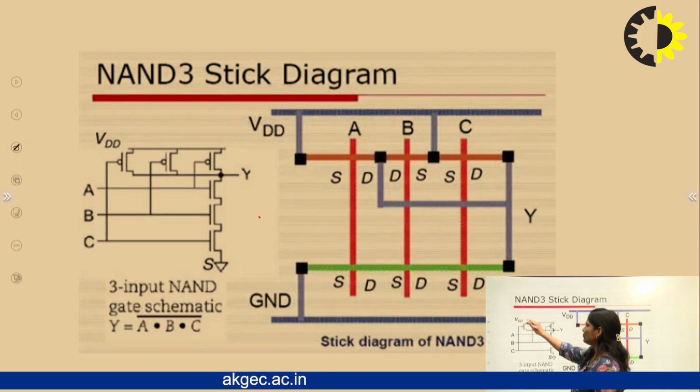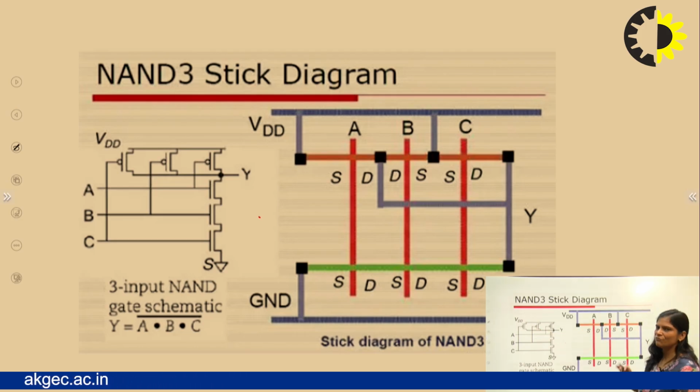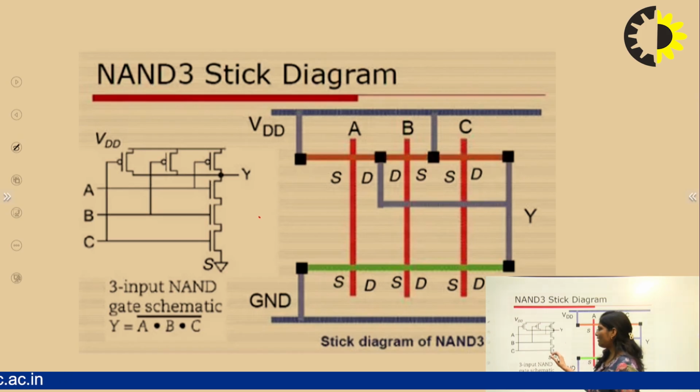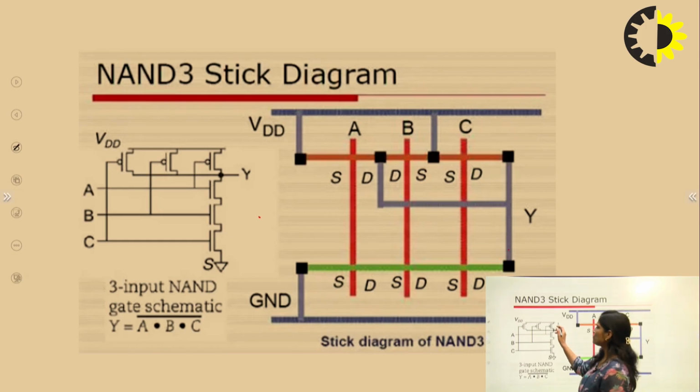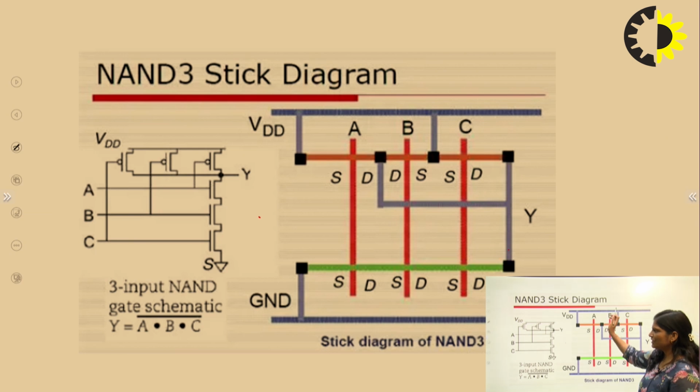First we have to draw VDD, then ground, then a PMOS line. PMOS is of yellow or brown color. After that we have to draw a line for NMOS, which is of green color. Now we have to represent source, drain, source, like this. Now we have to see whether this one is connected to VDD or this one is connected to output. So we have to see the combination.